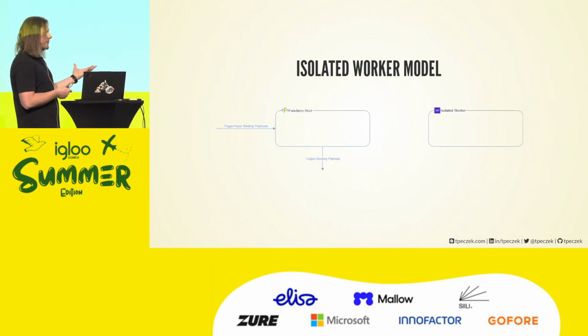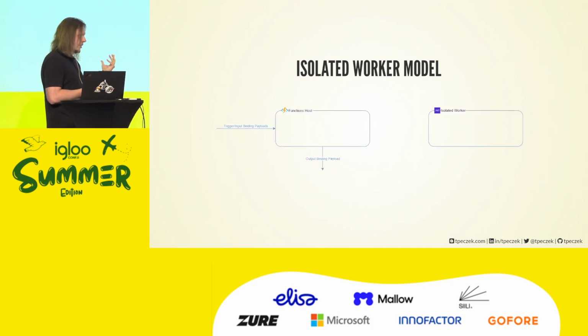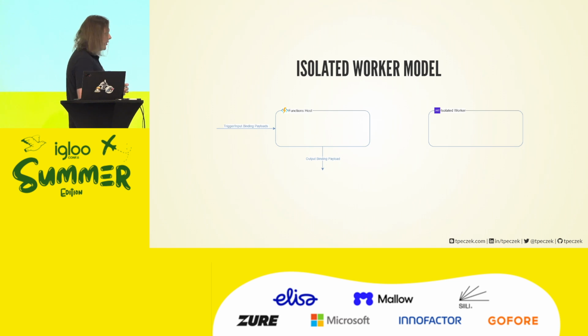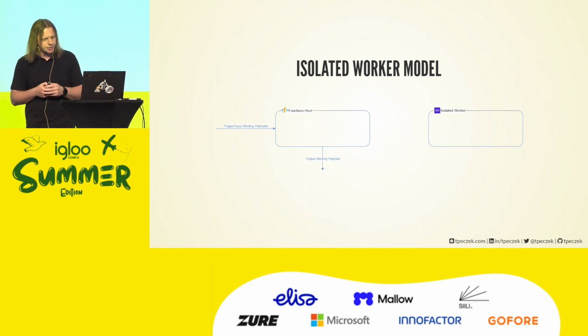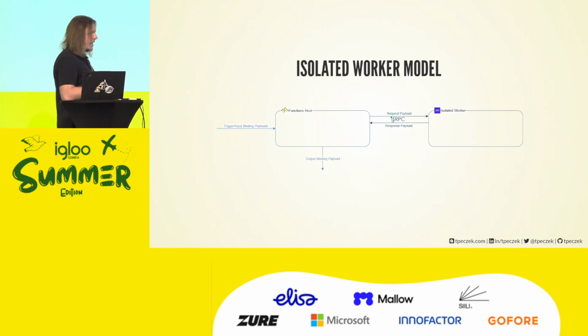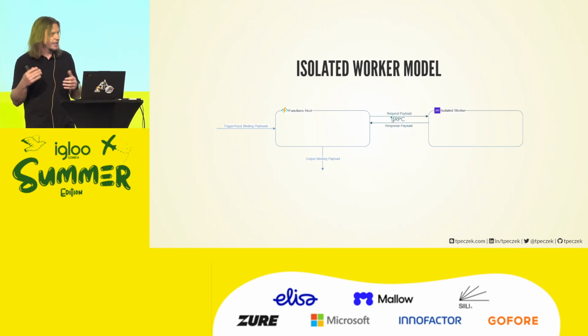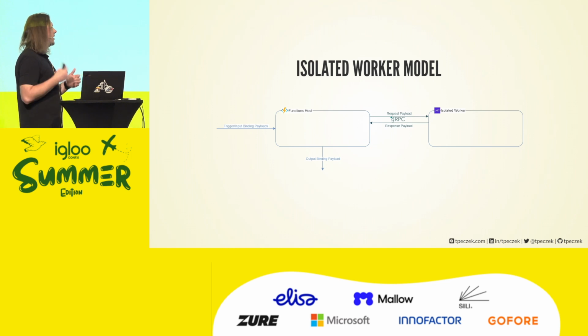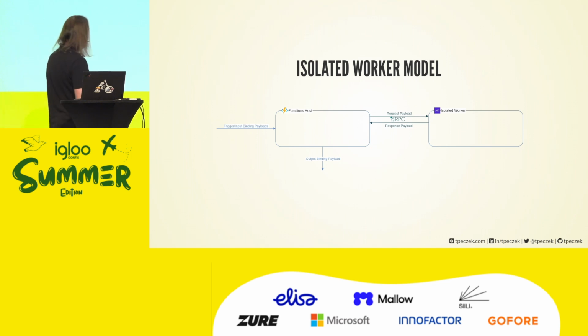We have two processes. One for the function host, the other for the isolated worker, which is running our business code. And those processes are communicating. In case of .NET, that's gRPC, which is nice, more performant. Other languages usually have to stick with HTTP. And all we have discussed so far, all that integration capability, it sits in the function host.